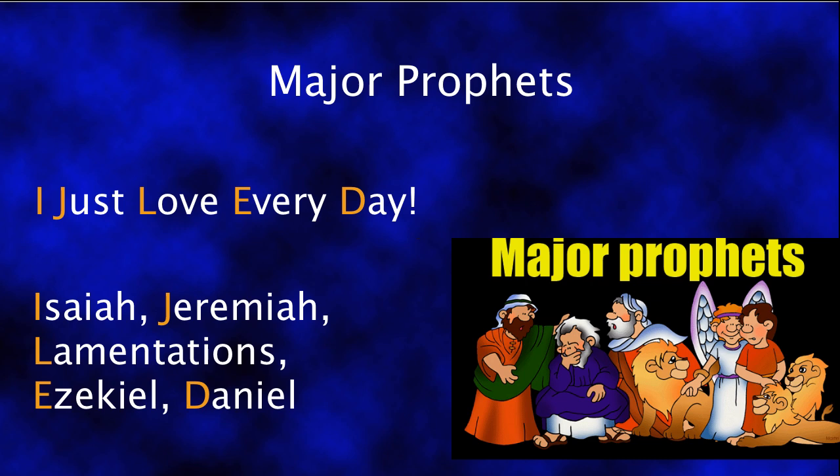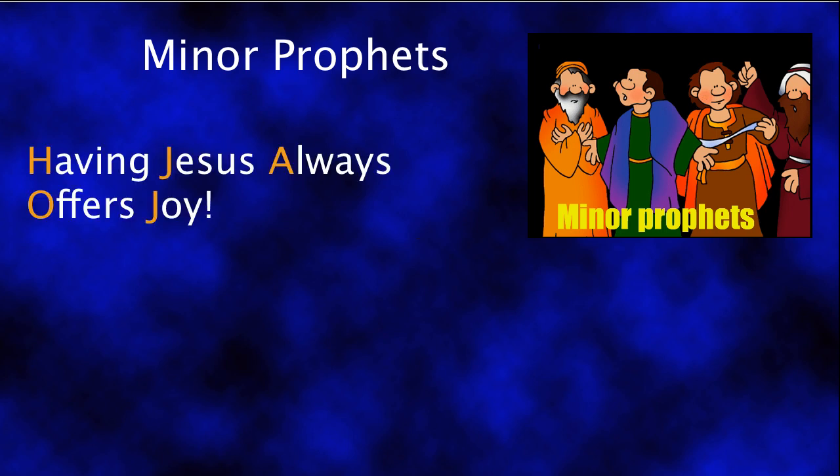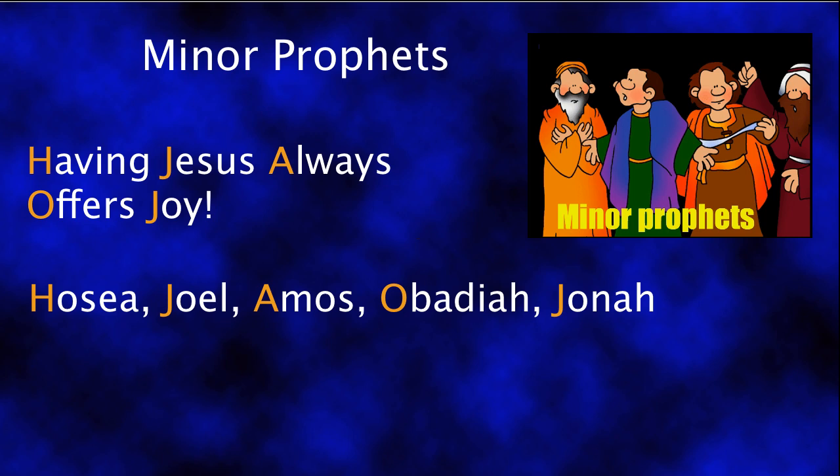Here's our last section, the minor prophets, and we have 12 to go. Following I just love every day, let's focus on why we have that enjoyment. Having Jesus always offers joy. That is why we should love every day. Let's sing a song to remember the first minor prophet. We sing a form of this song when we go to a baseball game.